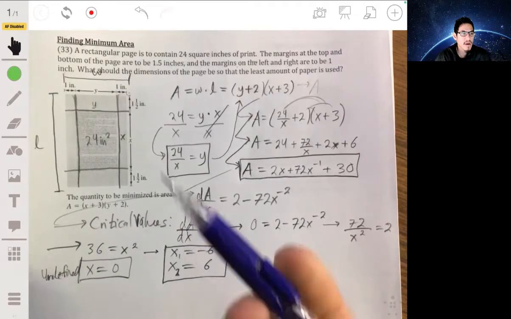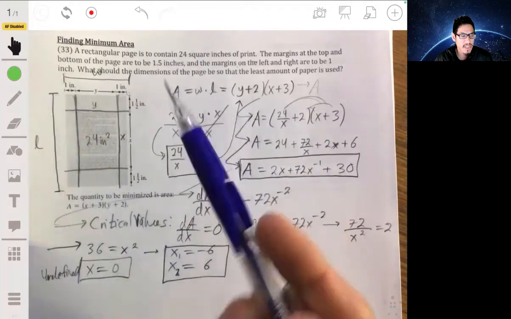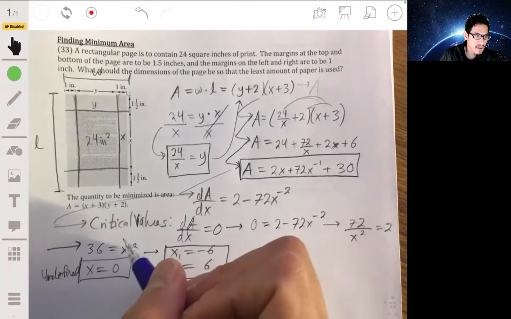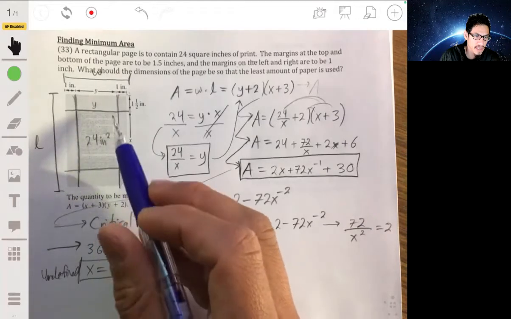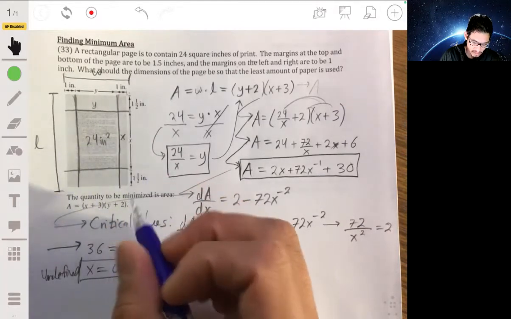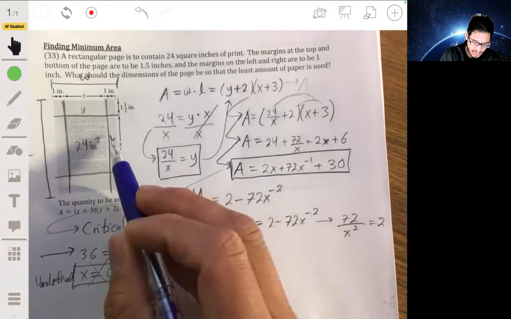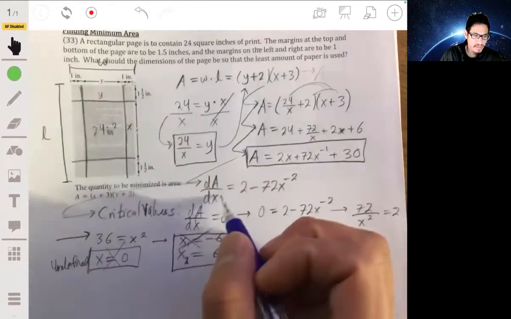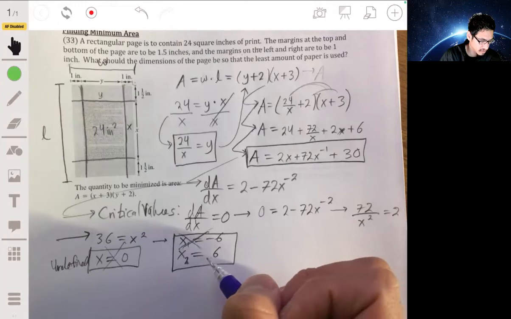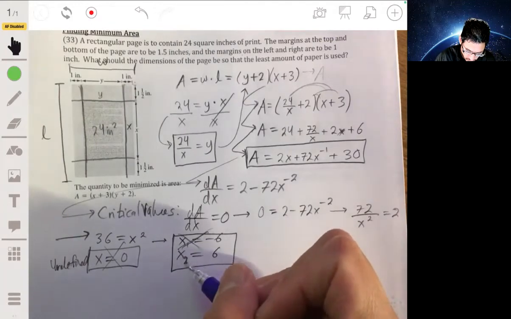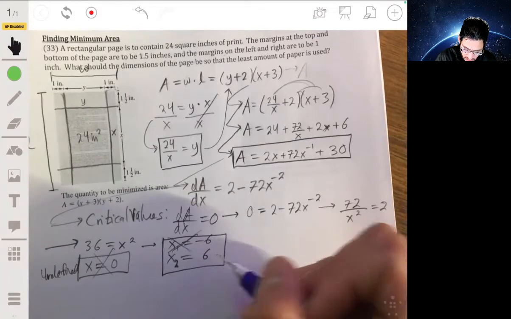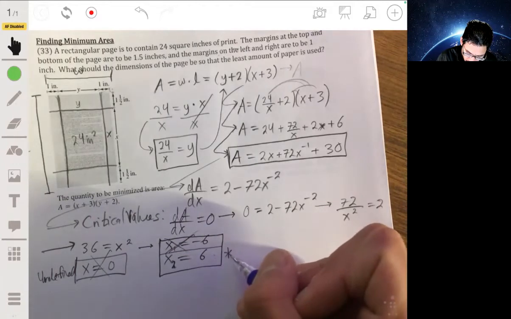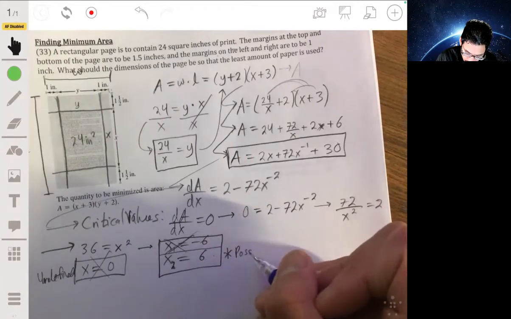Now here's the thing. Since we're dealing with a real life context where we have a paper with dimensions, it wouldn't make sense for x to be 0, because if x is 0, there'd be no print. This would not work, so we don't have to worry about checking that. If x is negative 6, this would also not work, because again, we can't have negative dimensions. So we really just have to check x equals 6. This would be our possible extrema.